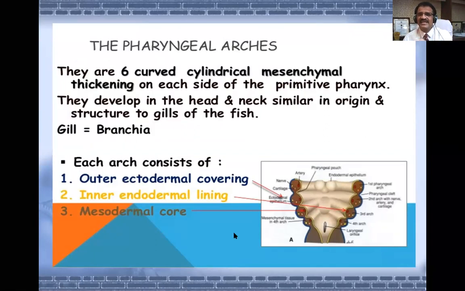So the same layers again come together to form the pharyngeal arches. They are also called branchial arches because they are similar to gills of fish. Gill means branchia. Though there are 6 pharyngeal arches, 1, 2, 3, 4, 5, and 6, fifth arch is rudimentary. Very soon it disappears. So how many arches will remain? Only 5 will remain. But the last arch is always called the 6th arch because 5th has disappeared.